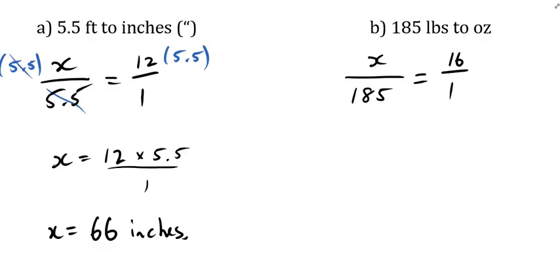Ethan, you had your hand up? All right, so what do I do in this case? Looks like we're going to multiply by 185. So we're multiplying again.